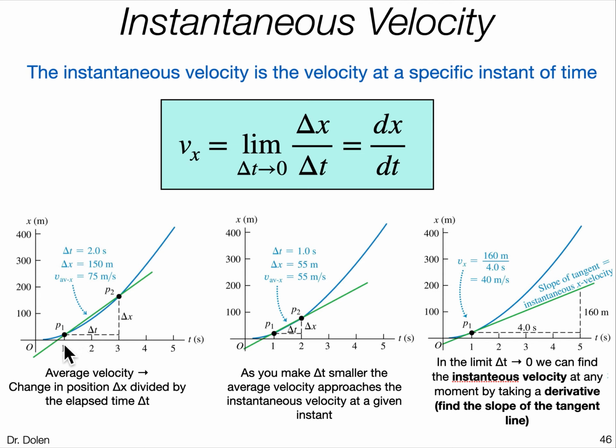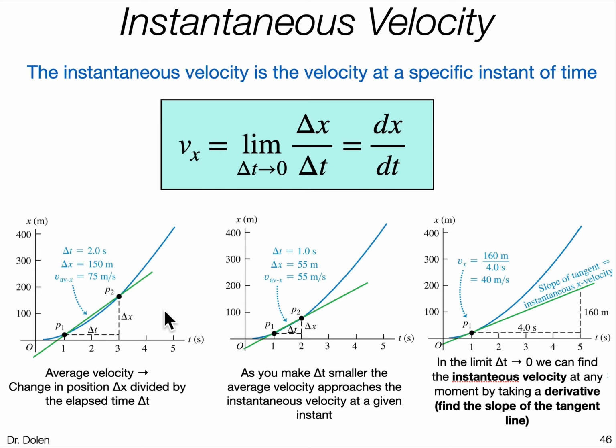From time equals 1 to time equals 3 seconds, I can measure my average velocity during that time period. During that time period, I moved this distance, delta x, so I can read it off this axis over here, and I moved 150 meters. I did that in 2 seconds, which is this distance here. Calculating my average velocity of displacement over time, my average velocity during this time period was 75 meters per second.